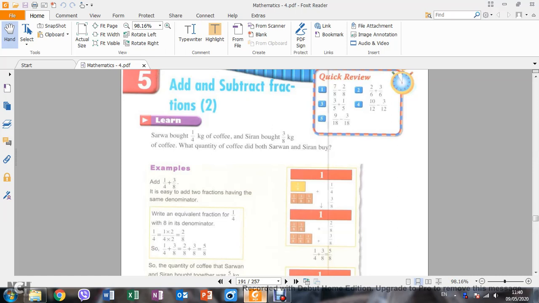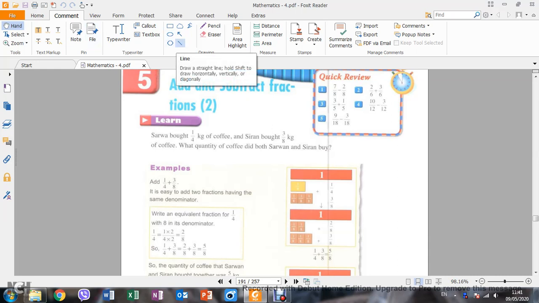Hello everyone, today we're learning adding and subtracting fractions. Last lesson we talked about adding and subtracting fractions with like denominators. Today we study adding and subtracting fractions with unlike denominators, okay? First I read this example.